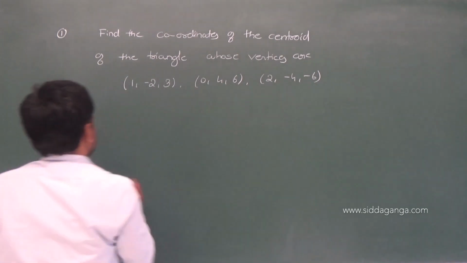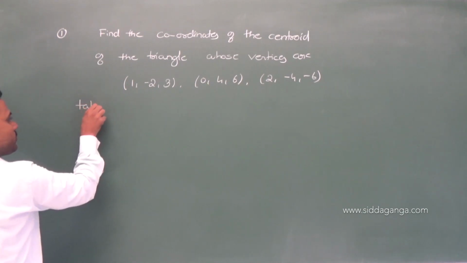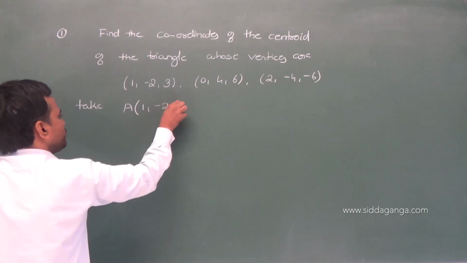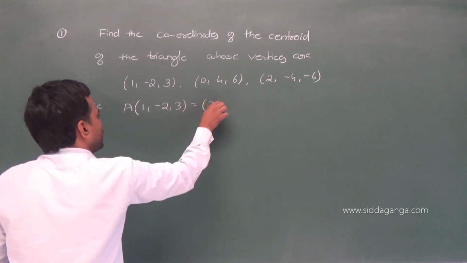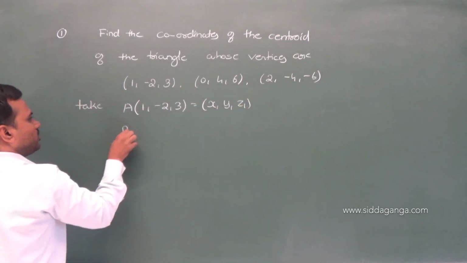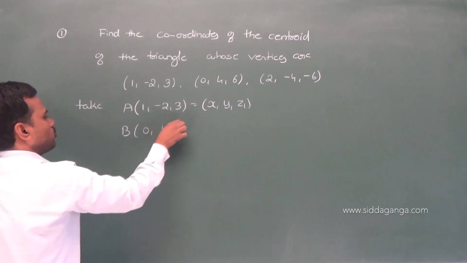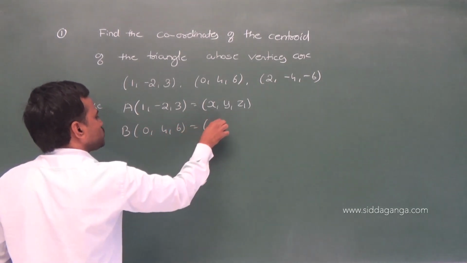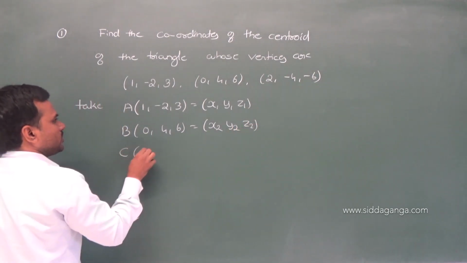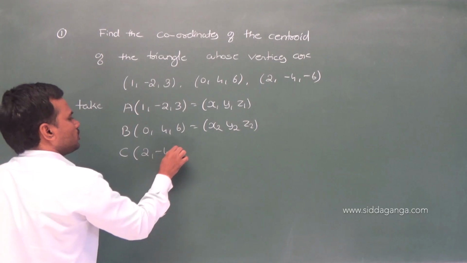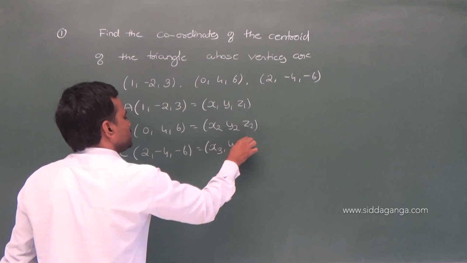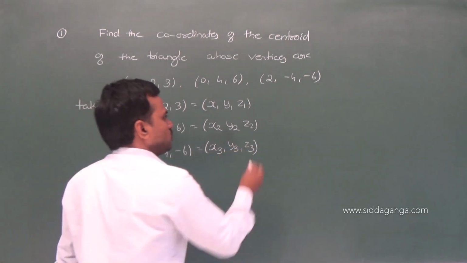He has given the vertices. Take A of 1, minus 2, 3, which is x1, y1, z1. B of 0, 4, 6 is x2, y2, z2. And C of 2, minus 4, minus 6 is x3, y3, z3.